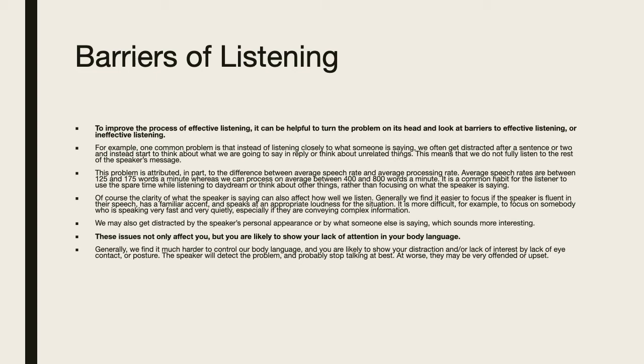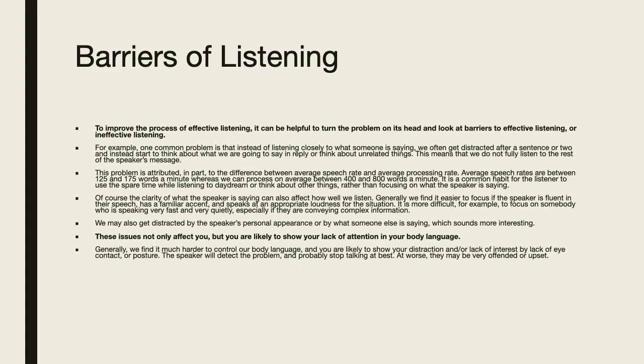Of course, the clarity of what the speaker is saying can also affect how well we listen. Generally, we find it easier to focus if the speaker is fluent in their speech, has a familiar accent, and speaks at an appropriate loudness for the situation. It is more difficult, for example, to focus on somebody who is speaking very fast and very quietly, especially if they are conveying complex information.